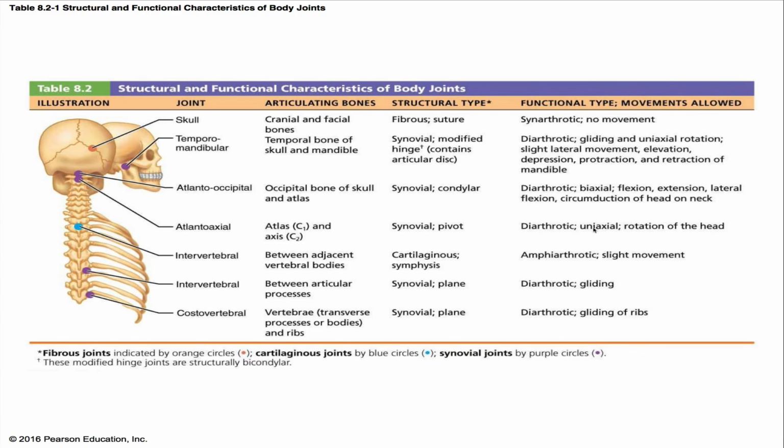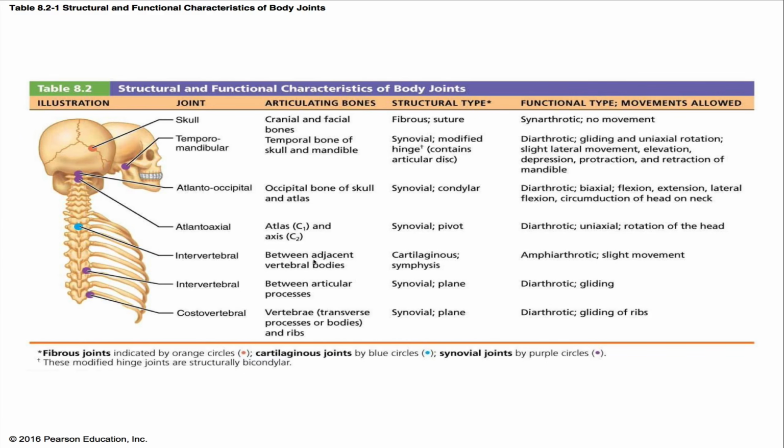However, this one is uniaxial, and what it does is it just allows the rotation of your head. So remember, this lets you rotate your head from side to side, as in when you're nodding no. Whereas the first one was, you're nodding yes, in addition to, you can rotate your head around, flex it, extend it.